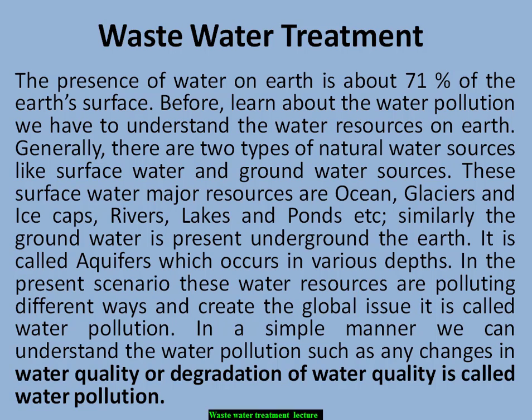Nowadays, it is a very serious issue that all water resources have been polluted by different methods. Some are natural activities and some are anthropogenic activities which are responsible for water pollution. So what is the meaning of water pollution? Water has dissolved oxygen, and when the dissolved oxygen decreases, then the water becomes polluted.